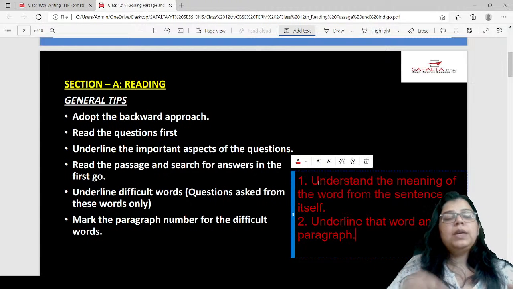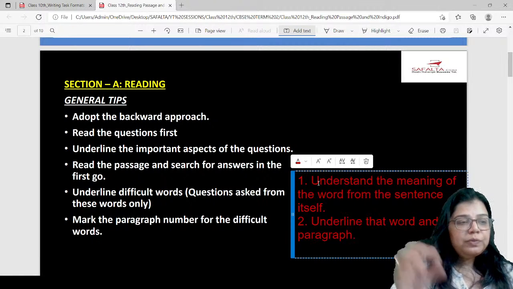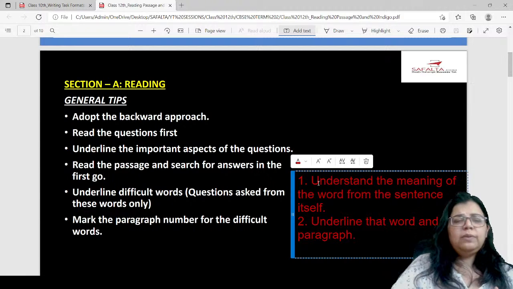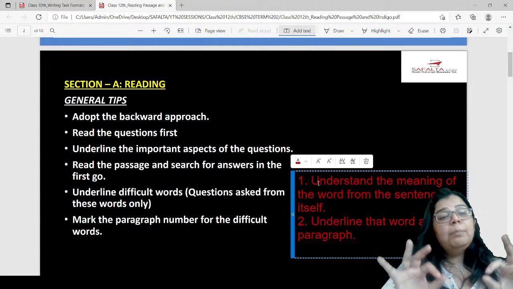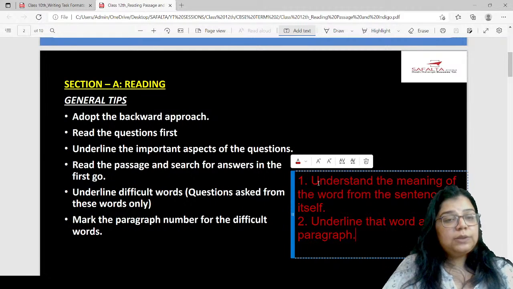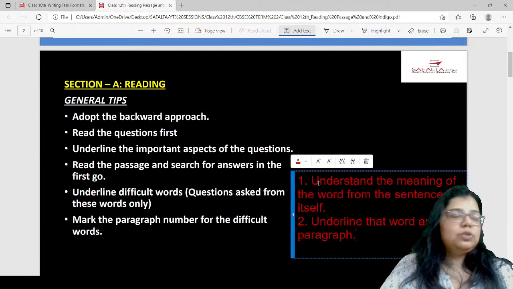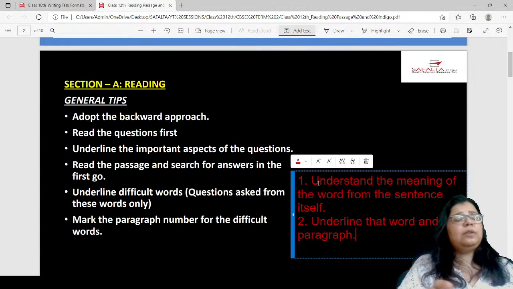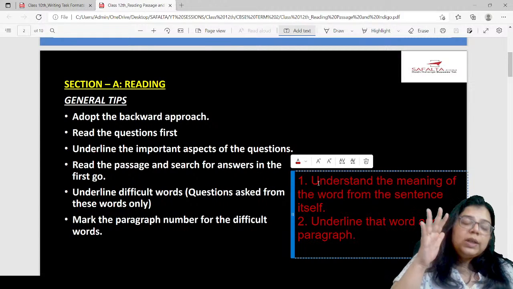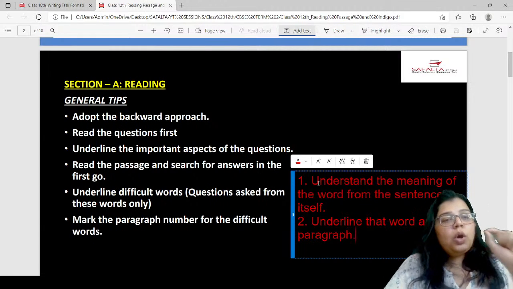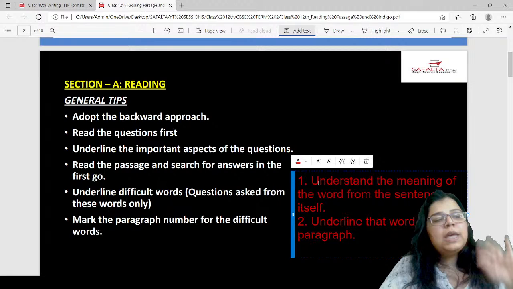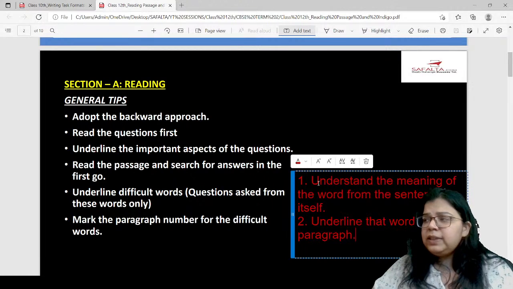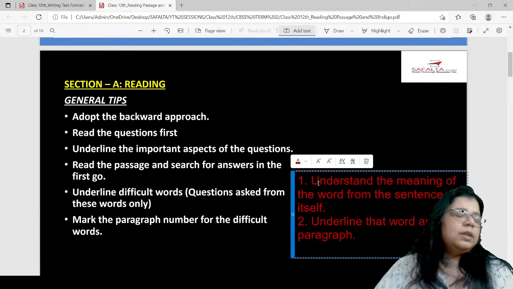I'll repeat myself. The question that they have asked you of the difficult word, whether it is synonyms or the phrasal verb or the antonyms or whatever, it is from the same paragraph number that they have mentioned over there. So you need not go here and there. You will just focus on that particular paragraph. You don't have to focus anywhere else. Once your entire focus is on that particular paragraph, there are 70% chances that you will be able to get the meaning right.